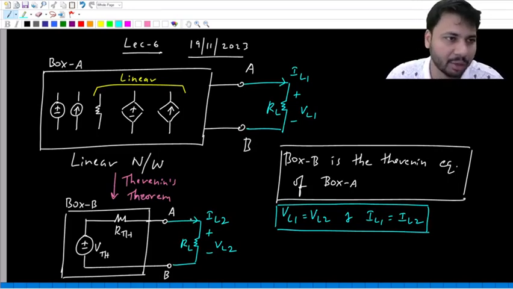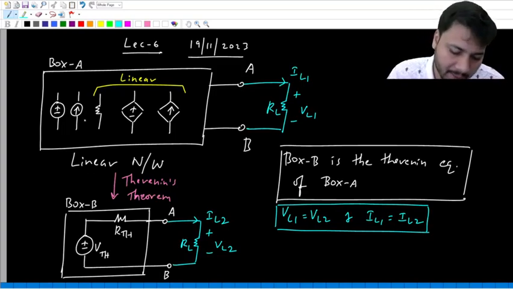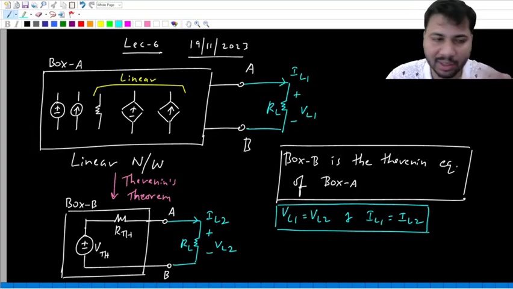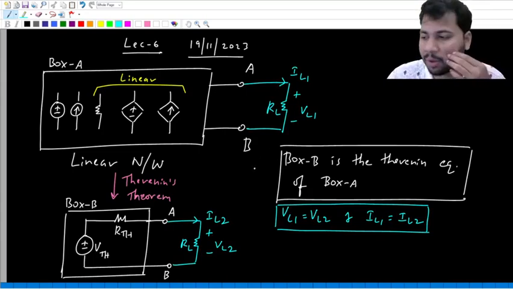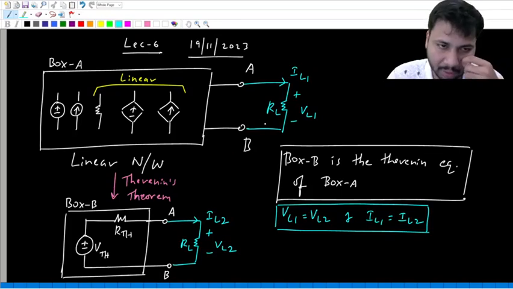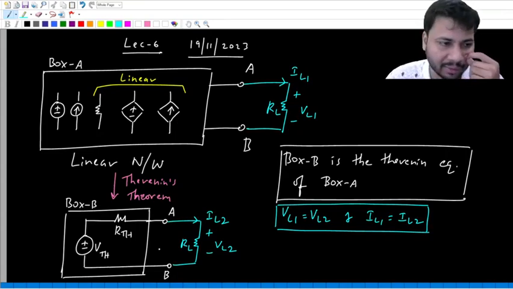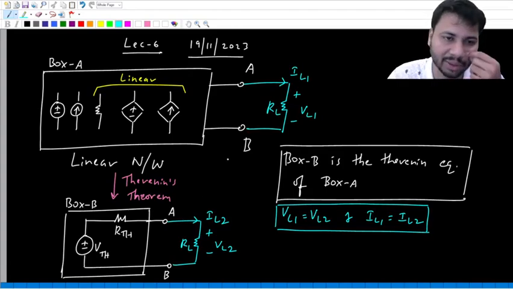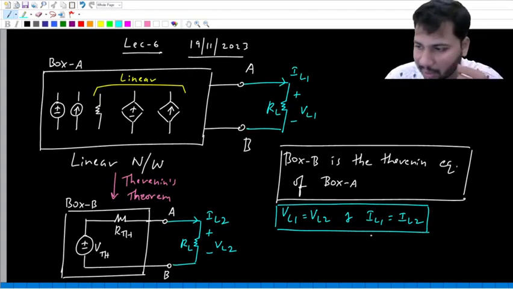So from the load point of view, Box A, the original network, is the same as Box B, the Thevenin equivalent. So if I make a statement that Box A and Box B are identical, that is an incomplete statement. These two are not identical by themselves. Box A and Box B are identical from the external circuit point of view, or the load point of view in this particular case. The load cannot really distinguish whether it is connected across the original network or the Thevenin equivalent of the original network, because in both the cases the load voltage and load current will remain the same.